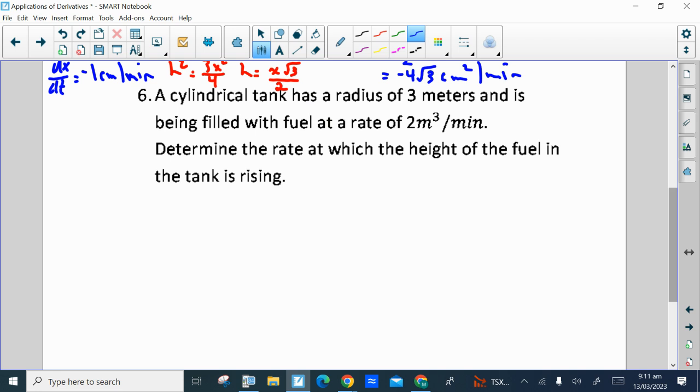All right, number 6. A cylindrical tank has a radius of 3 meters. It's being filled with fuel at a rate of 2 meters cubed per minute. Determine the rate at which the height of the fuel in the tank is rising. So we've got a cylindrical tank here. A cylinder is like a soup can.